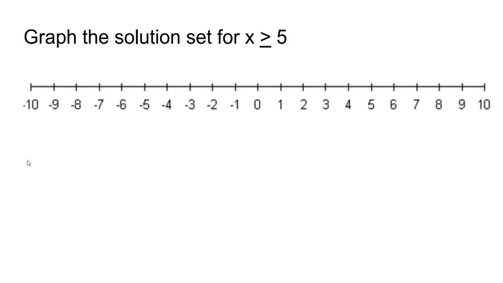This is an inequality. It says graph the solution set for x is greater than or equal to 5. So on the number 5, since this has the equal to underneath it.